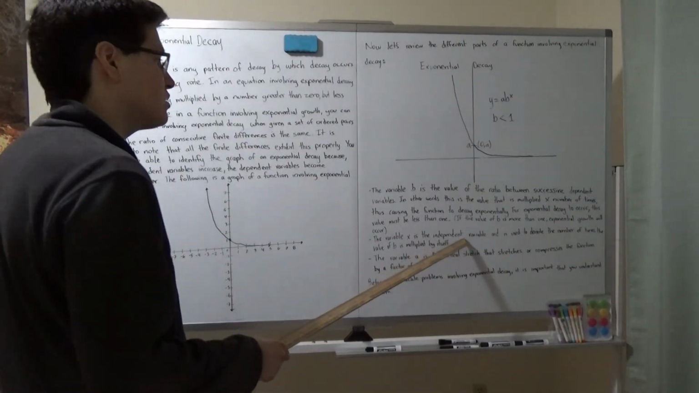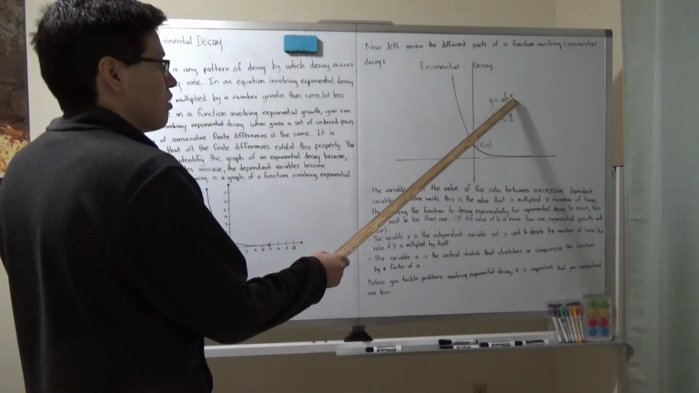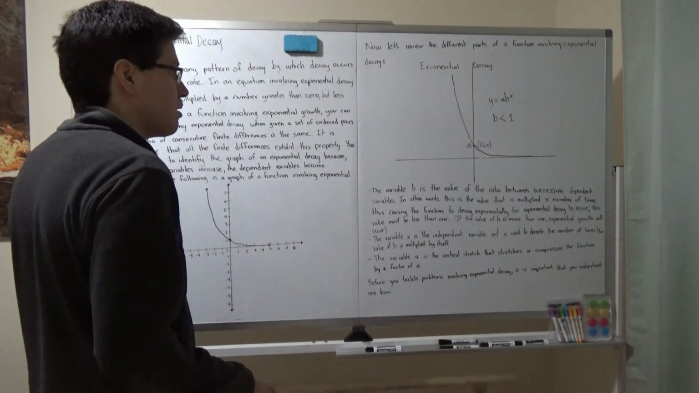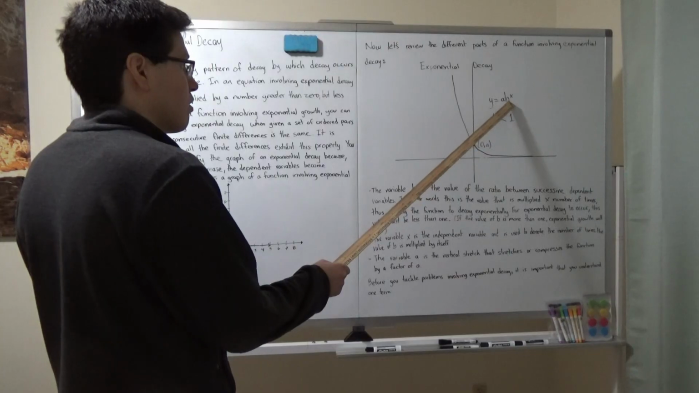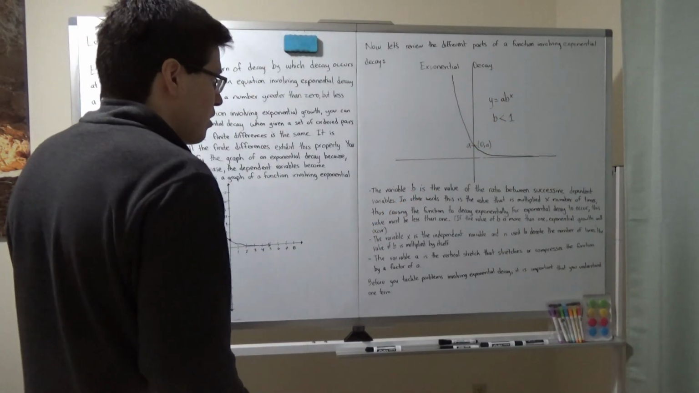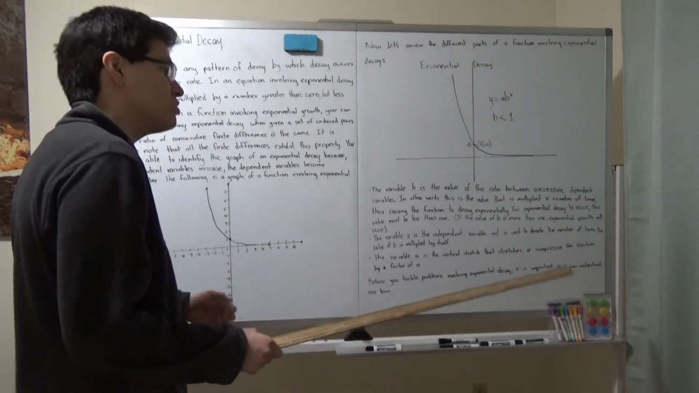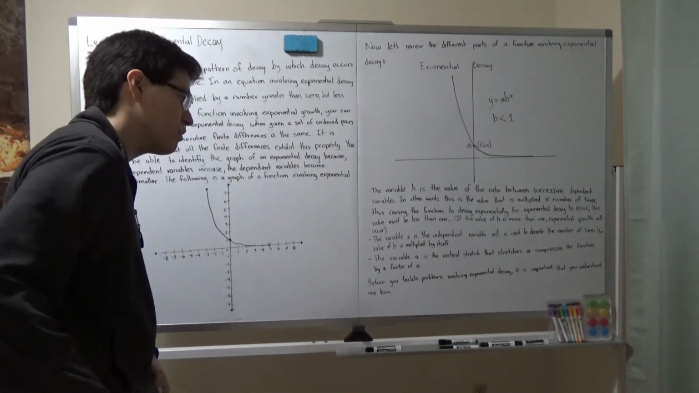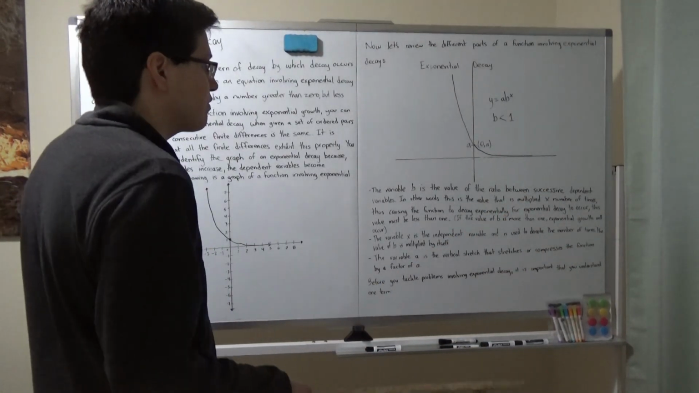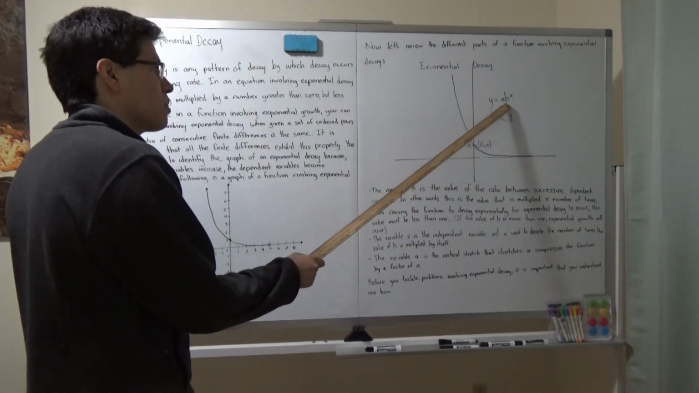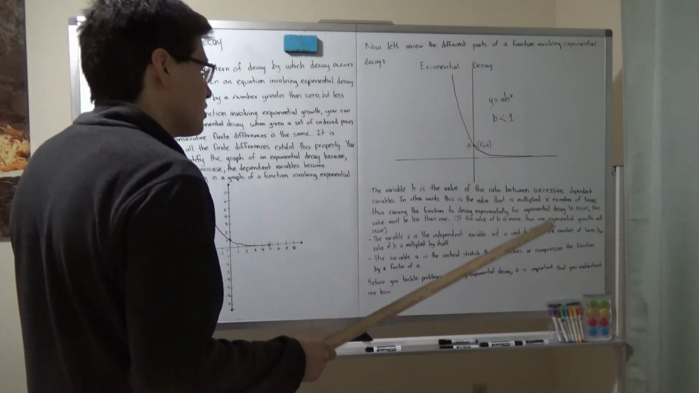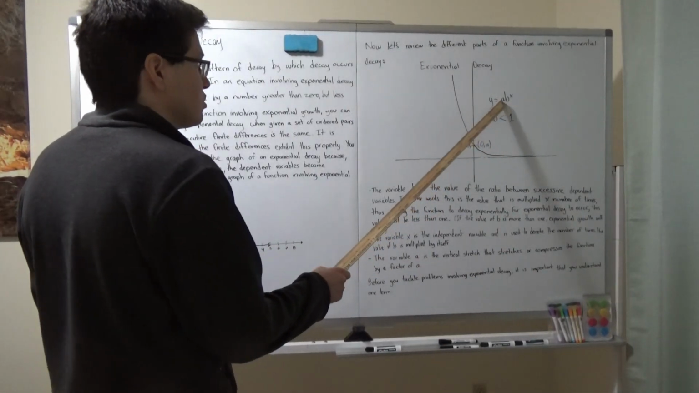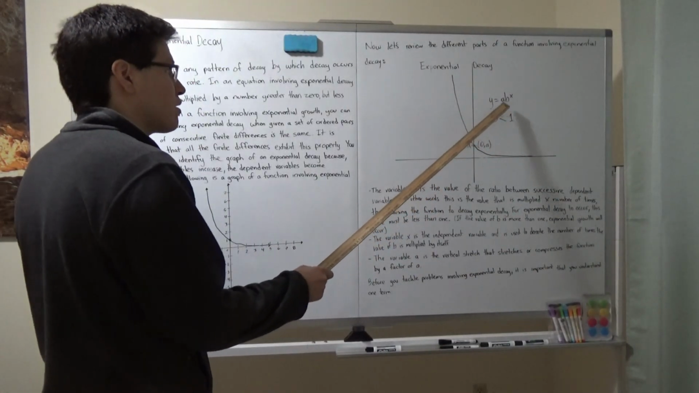The variable x is an independent variable and is used to denote the number of times the value of b is multiplied by itself. The variable a is the vertical stretch, that stretches or compresses the function by a factor of a.